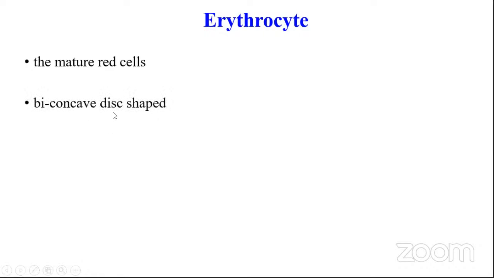Yeah. Next, coming to the last stage, that is the erythrocyte, RBC. This is the mature red blood cell, biconcave, disc shaped, size 7.2 micrometers.